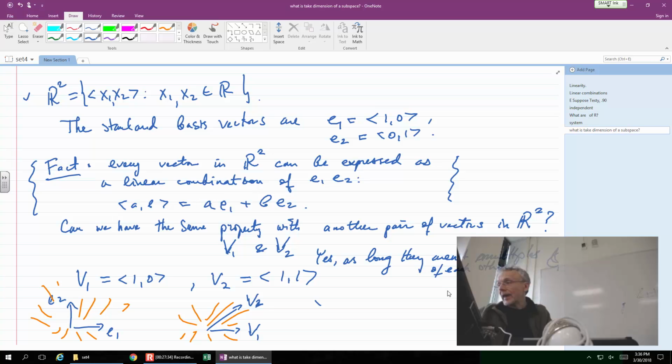You have a vector AB, and you want to represent that vector AB as a linear combination of these two. So it will be x(1, 0) plus y(1, 1) equal to AB. Okay, you need to find x and y.